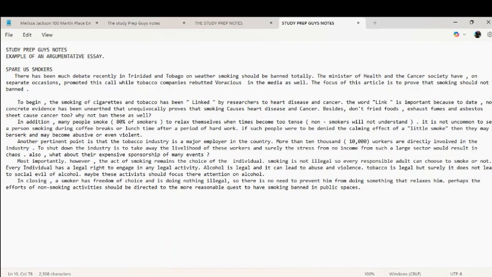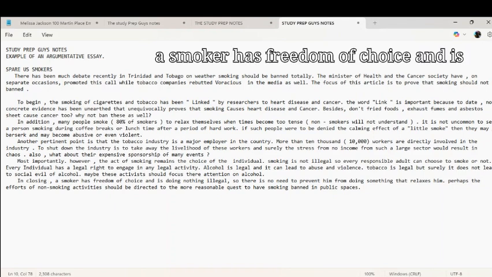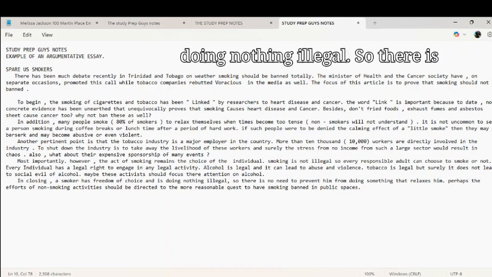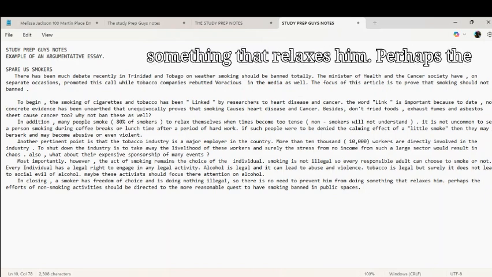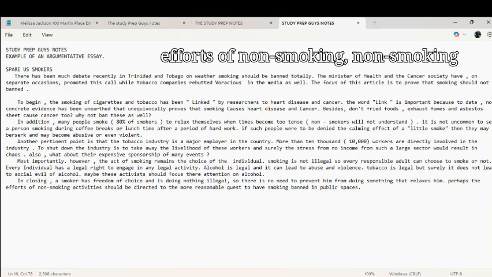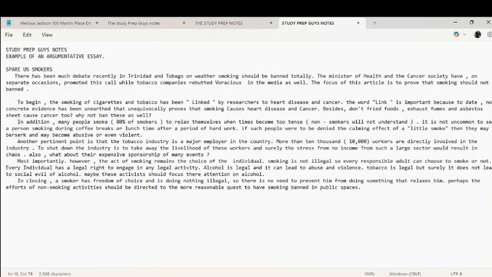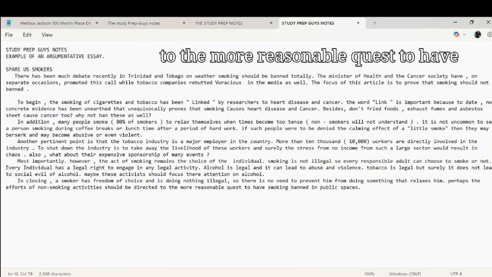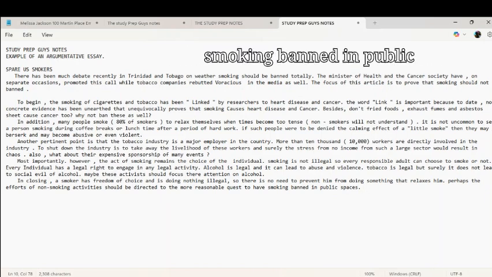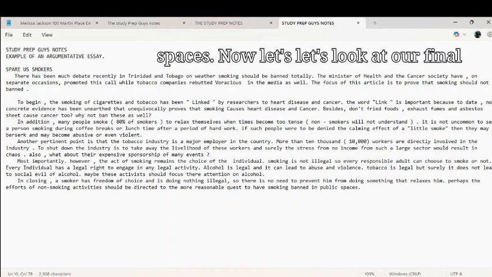In closing, a smoker has freedom of choice and is doing nothing illegal. So, there is no need to prevent him from doing something that relaxes him. Perhaps the efforts of non-smoking activists should be directed to the more reasonable quest to have smoking banned in public spaces.